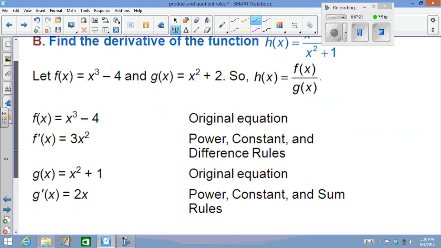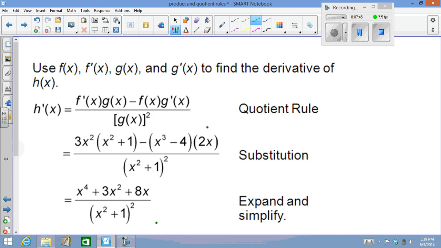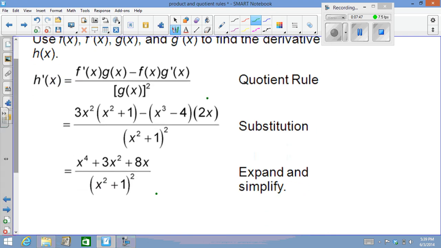Here's our next one, where my f of x, which is my numerator, is x cubed minus 4, so the derivative of that would be 3x squared, and my denominator, which would be g of x, would be x squared plus 1, so the derivative of that would be 2x. So I'm going to take that and substitute it into my quotient rule. The quotient rule says I take the derivative of the top times the bottom minus the top times the derivative of the bottom all over the bottom squared. And again, then I would distribute all these things out. I would add like terms, and that would be my derivative.